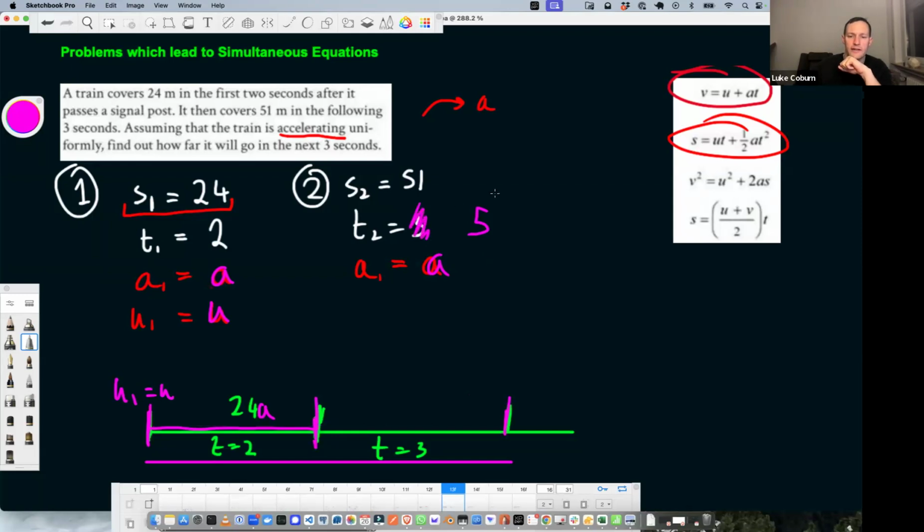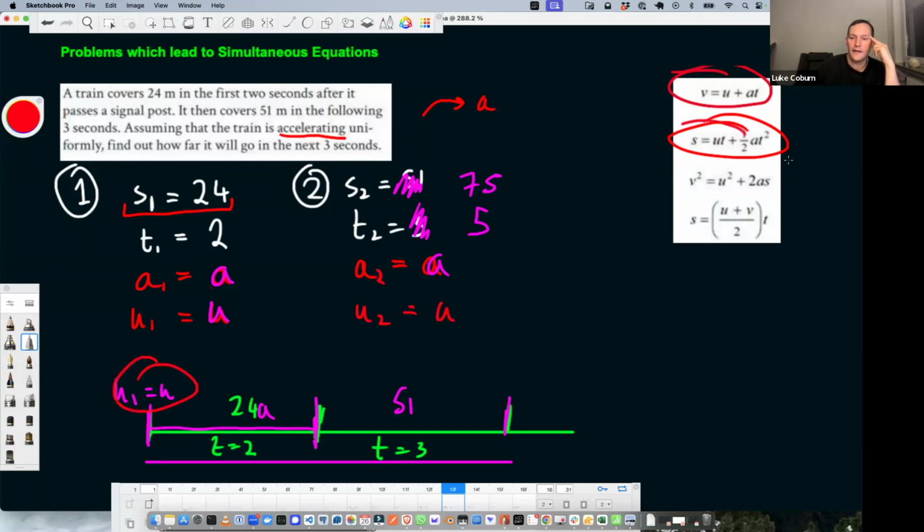So that would change my T2 to be 5. And then the distance, well, this is 24, this is 51, so that distance now becomes 75. Now, why am I doing all of that? Because this is A2, this is a U2. I can say that U2 is equal to the same U as I had at the beginning.